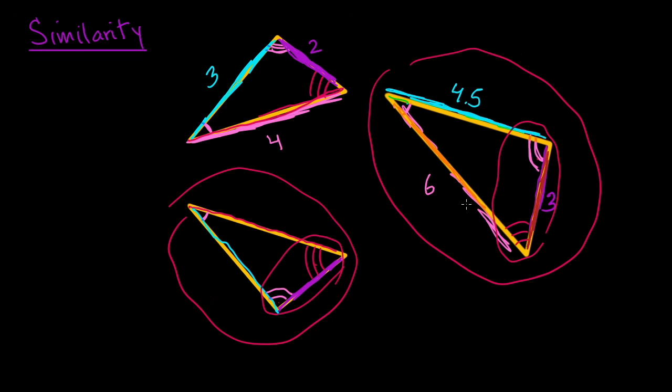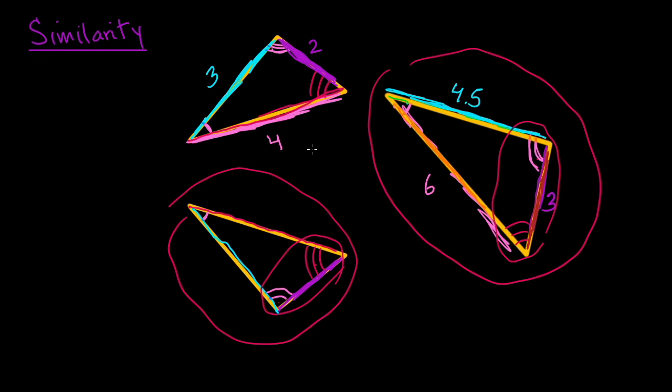You could also compare the ratios within the triangles. For example, the ratio of this longest side to the shorter side is 6 to 3. That's a ratio of 2 to 1. 4 divided by 2 is 2. 6 divided by 3 is 2. Another way to think about it, 3 divided by 2 is 1.5. 4.5 divided by 3 is 1.5.